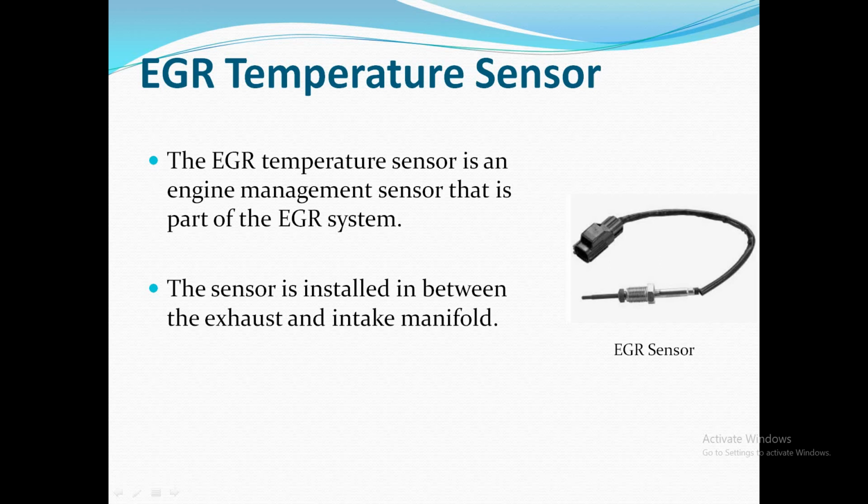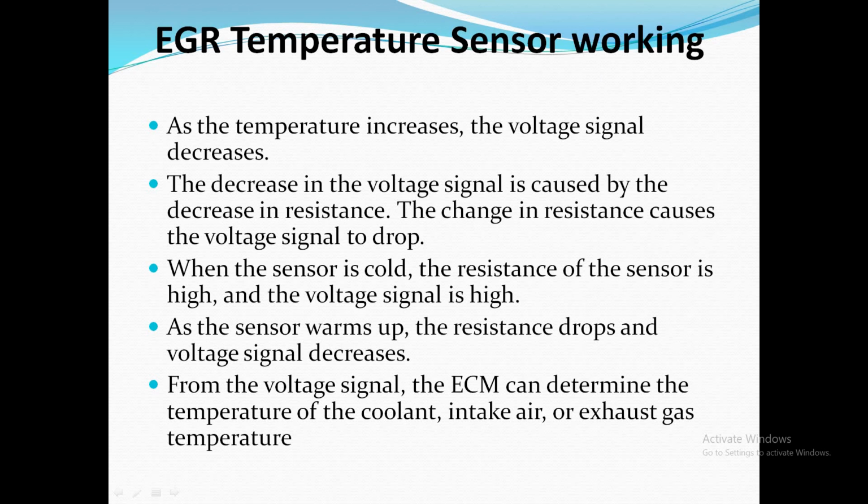The EGR temperature sensor is an engine management sensor that is a part of the EGR system. The sensor is installed between the exhaust and the intake manifold. It works together with the EGR solenoid to control the flow of the EGR system. The sensor is installed in between the exhaust and the intake manifold and monitors the temperature of the exhaust gases.